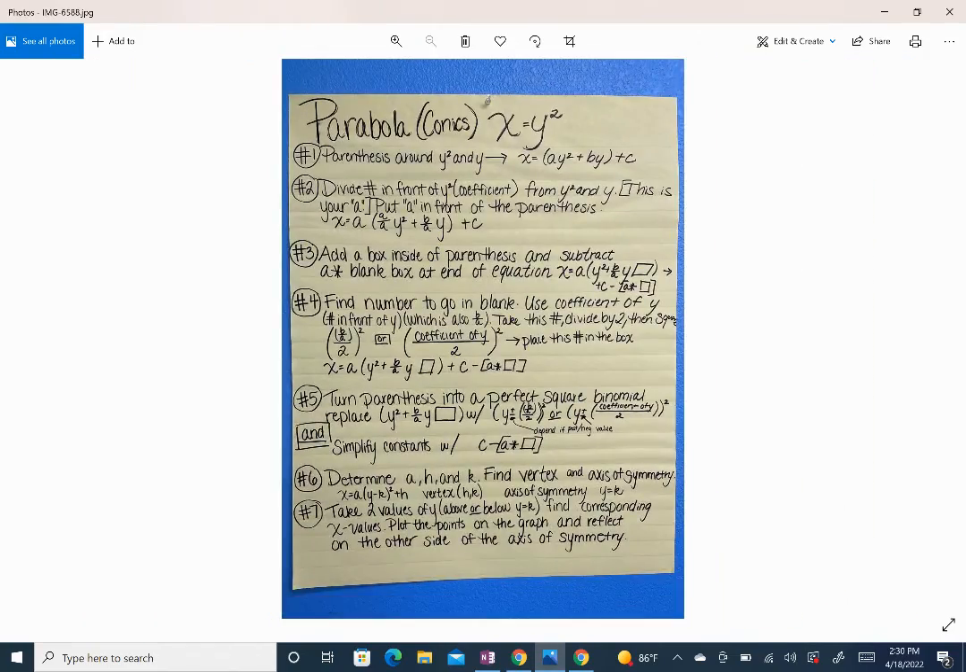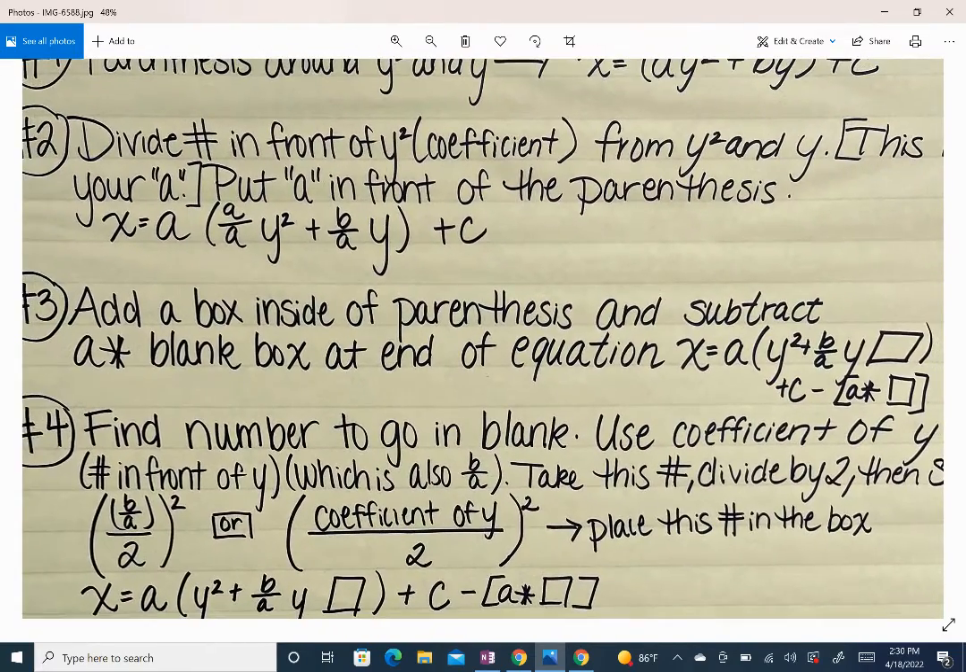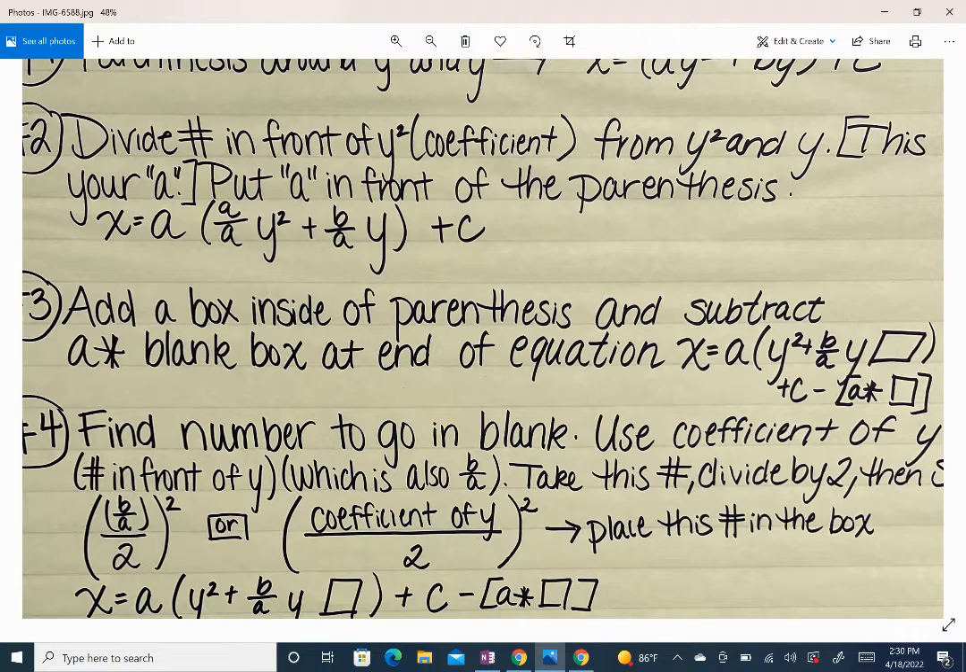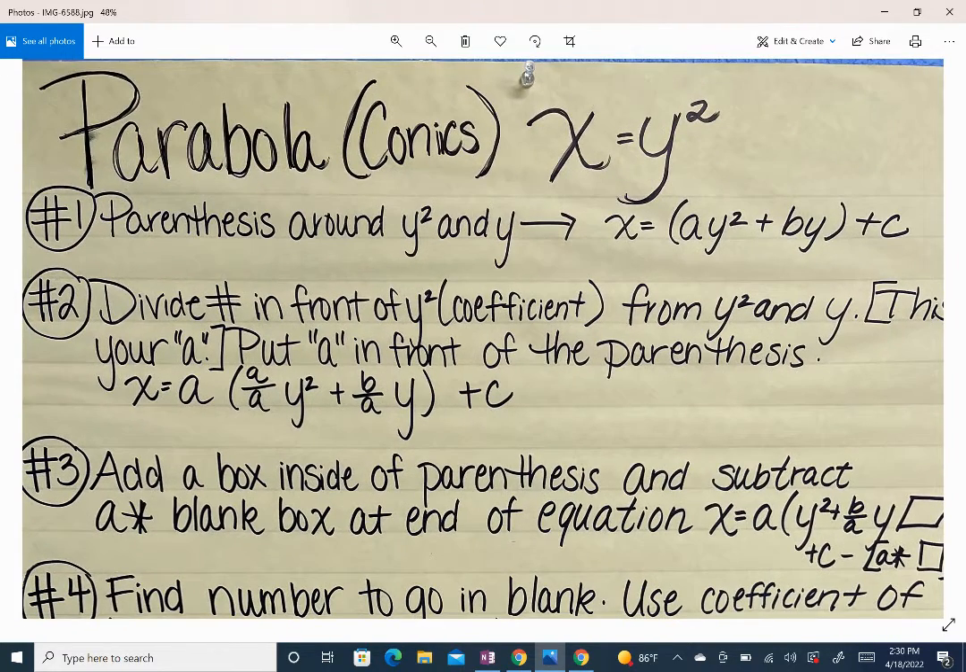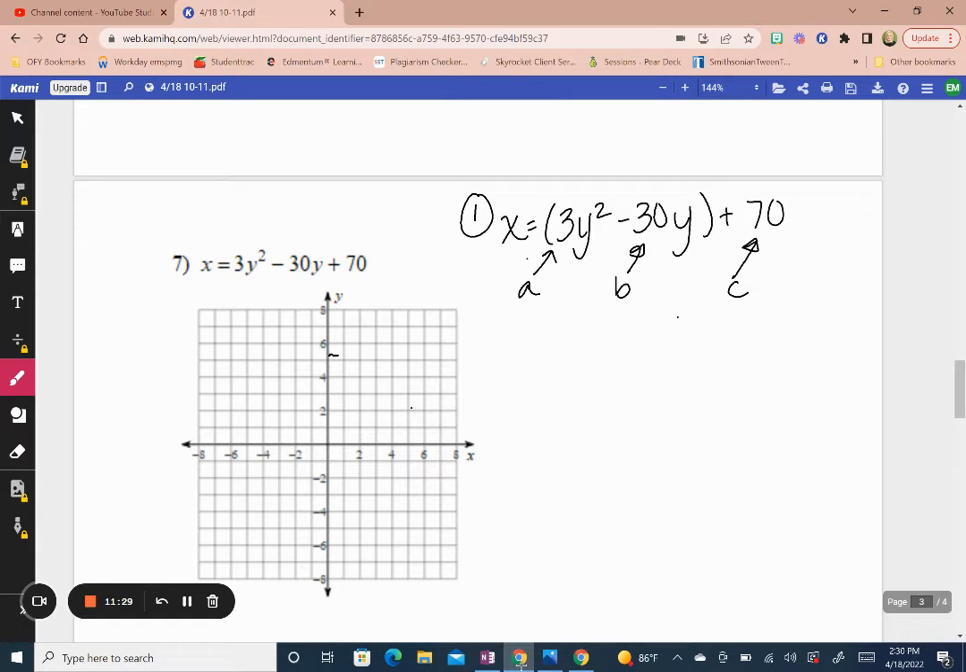So divide the coefficient in front of y squared from y squared and y. This is your A. You're going to put your A in front of the parentheses, and it's going to equal x equals A parentheses A divided by A y squared plus B divided by A y squared plus C. Okay? So number 2, x is equal to 3 parentheses 3 divided by 3 y squared minus 30 divided by 3 y plus 70. We don't change our C.